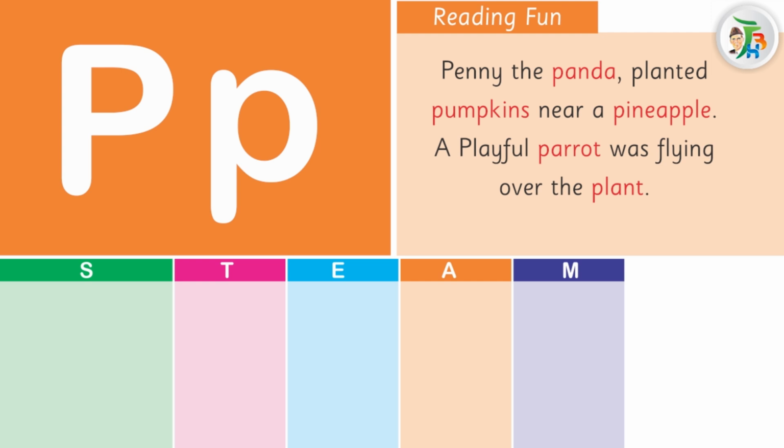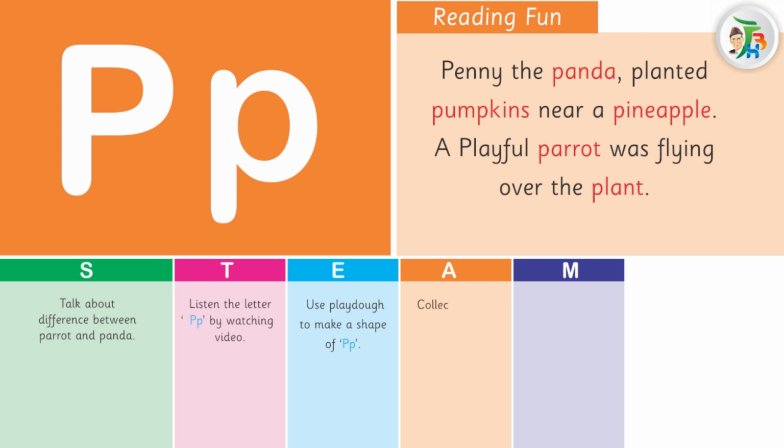STEAM activities. Let's do some fun activities together. S. Talk about the difference between parrot and panda. T. Listen to the letter P by watching a video. E. Use Play-Doh to make the shape of P. A. Collect smooth pebbles and let children paint them with paints. M. Count objects beginning with the sound P around you.